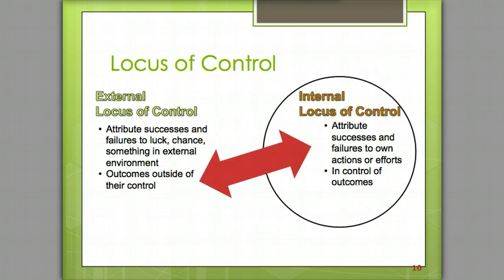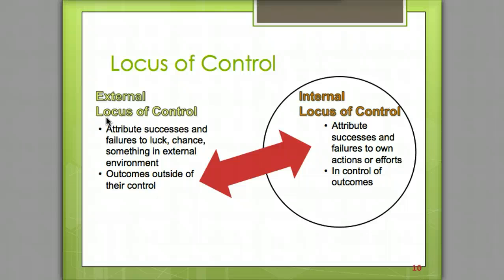Locus of control refers to individuals' beliefs about what determines their successes or failures in life. Individuals with an internal locus of control believe that they are in control of outcomes and attribute their successes and failures to their ability to control outcomes through their own actions and efforts. Individuals with an external locus of control attribute their successes or failures to luck, chance, or something in the external environment, such as the power of others or environmental effects, which are outside of their control.